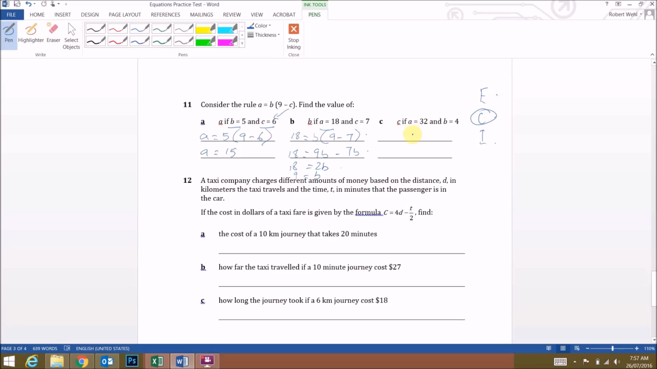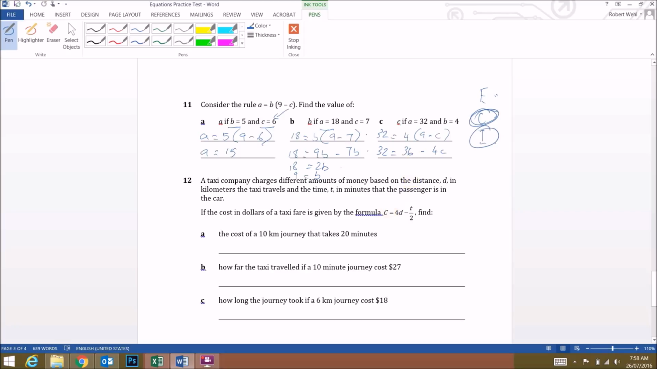This one here is probably the trickiest one in the test. Okay, what's the value of C if A equals 32 and B equals 4? This one's tricky because you've got to use negative numbers. So first thing I need to expand. 4 times 9 equals 36. Take away 4 times C, which is 4C. Now there's nothing to collect, but I can isolate.